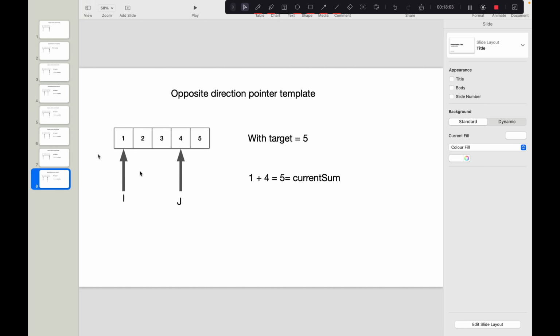I am moving this and again I'm checking 1 plus 4 is equal to 5, which is meeting my target. So that means I am not moving my left pointer here. If my current sum is greater than target, I am moving the right pointer. So it will be right minus minus.